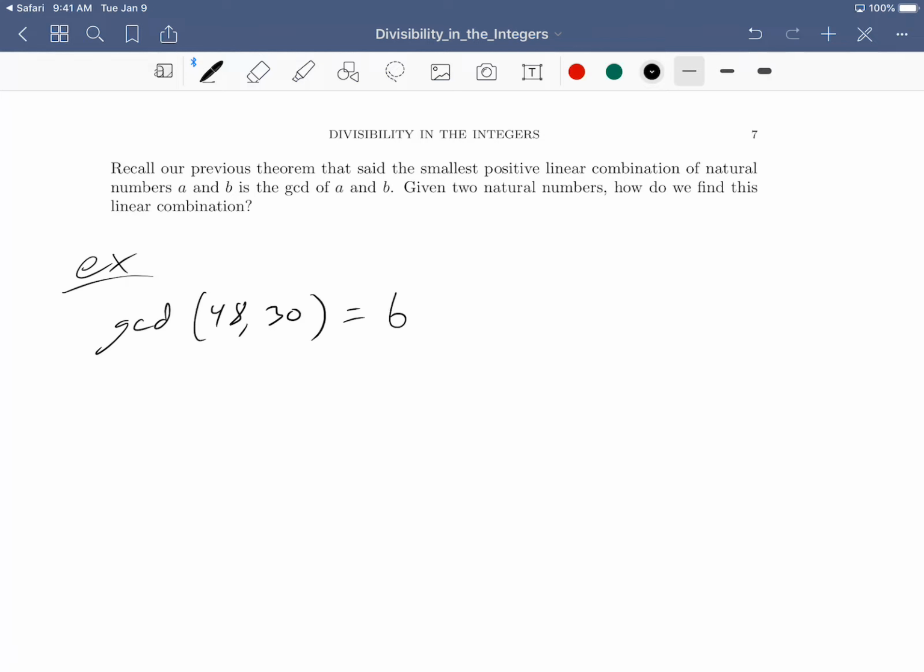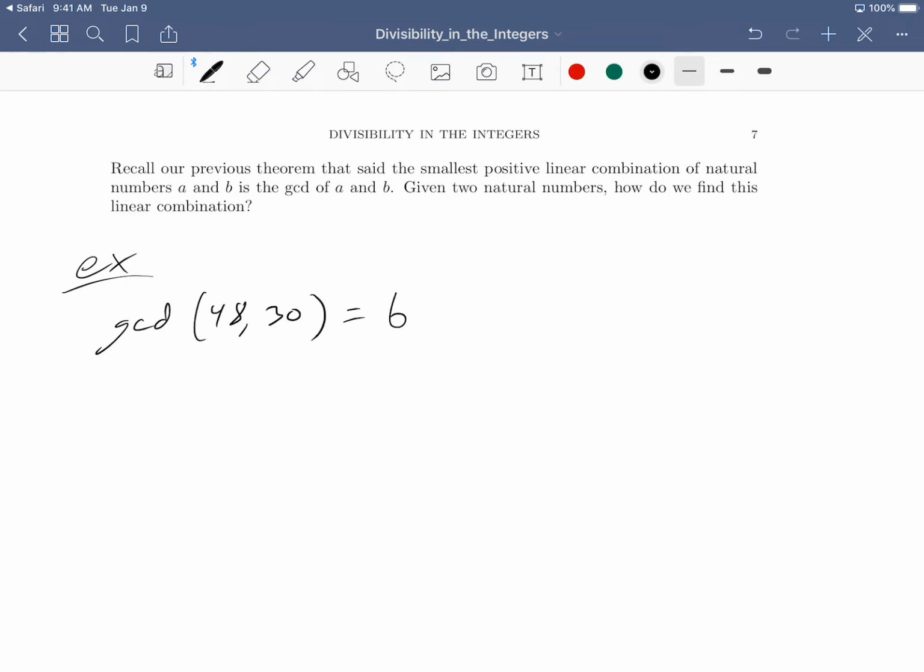Just as a side note, remember our corollary said any other common divisor has to divide the greatest common divisor? This is a good time to think about that. For example, 2 divides 48 and 30, and notice 2 divides 6. 3 is the other one that divides both 48 and 30, but 3 also divides 6. So any common divisor of those two numbers also has to divide 6. That was the little corollary to our theorem last time.